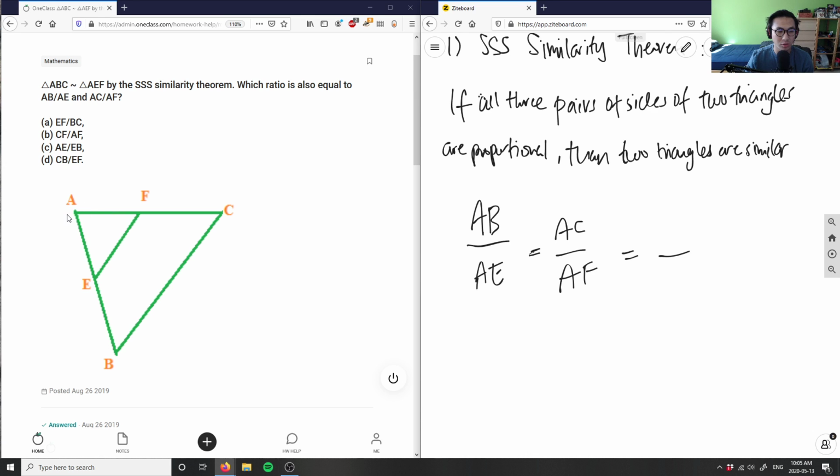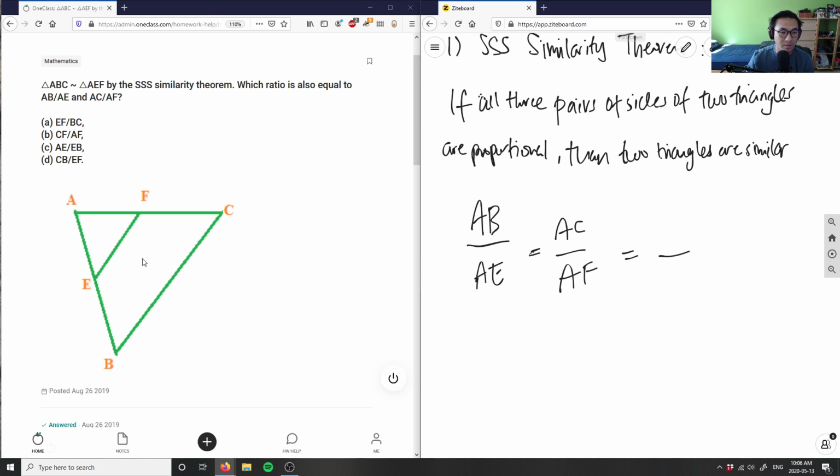We're focused on this side and this side. As you can see, the longer side comes first, and then the smaller triangle's side: the bigger side and the smaller side, the bigger side and the smaller side. What we want to know is which ratio is also equal to these. Well, it has to be a ratio of this last side. Again, if all three pairs of sides of two triangles are proportional, then the two triangles are similar. So if I already have a ratio for two of these sides, I need a ratio to cover the remaining sides.